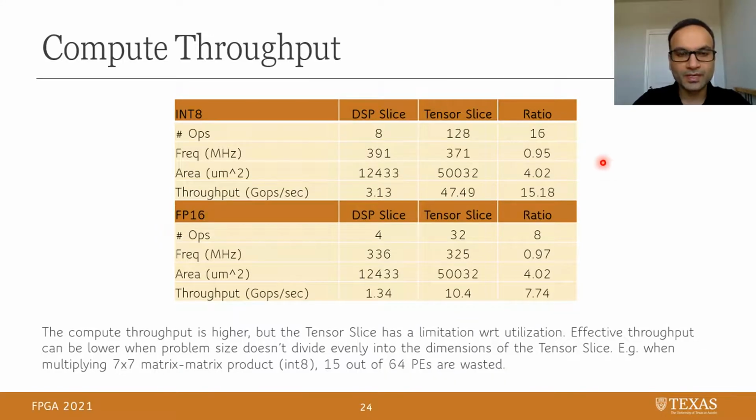Compute throughput. In int8 mode, the Tensor Slice has 15x compute throughput compared to a DSP slice. In FP16 mode, it has 7.7x compute throughput compared to a DSP slice. It is important to note that although the compute throughput of the Tensor Slice is higher, it does have a utilization-related limitation. The effective compute throughput can be lower when the problem size does not evenly divide into the dimensions of the Tensor Slice. For example, if we are performing a 7x7 matrix multiplication, then 15 out of 64 PEs will be wasted. This is in int8 mode.